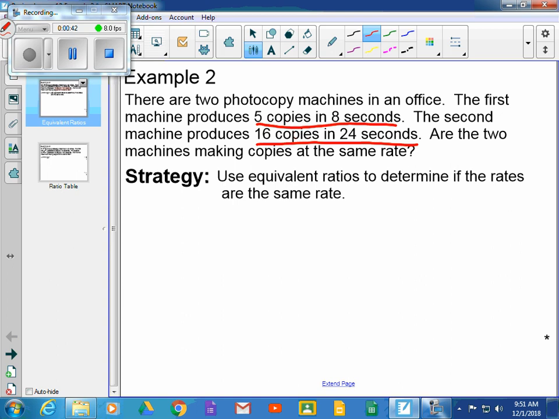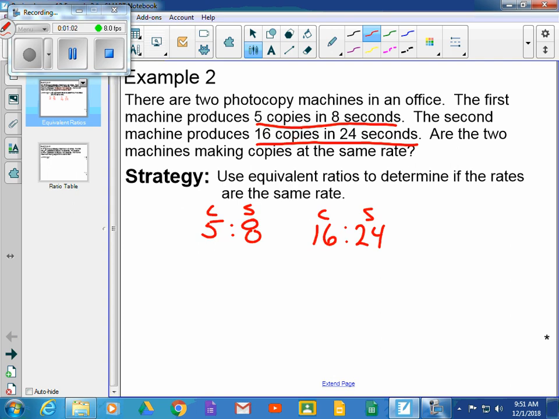So if I look at 5 copies in 8 seconds, I can write that as a ratio of 5 to 8, where 5 is the copies and 8 is the seconds. The other ratio would be 16 to 24, where 16 is the copies and 24 is the seconds.